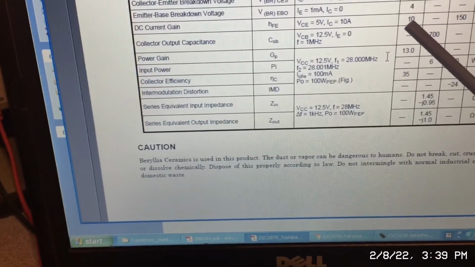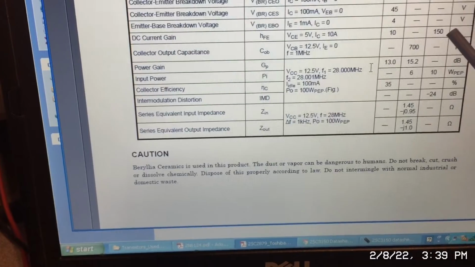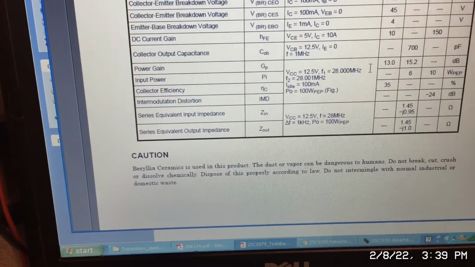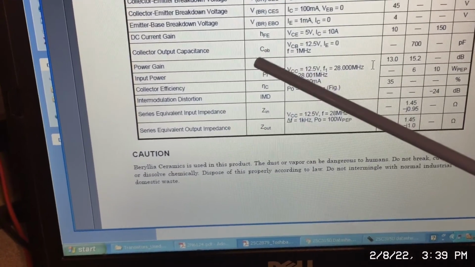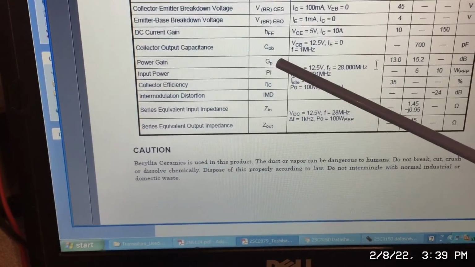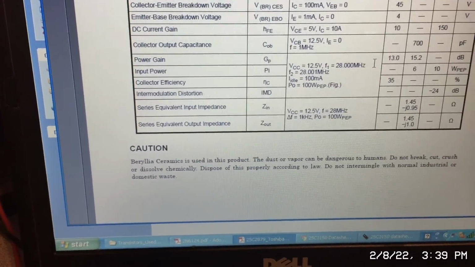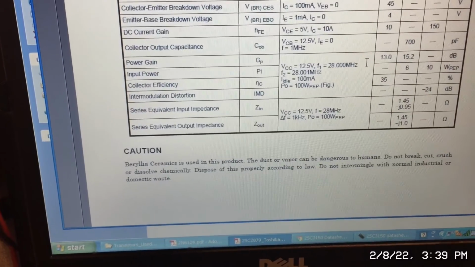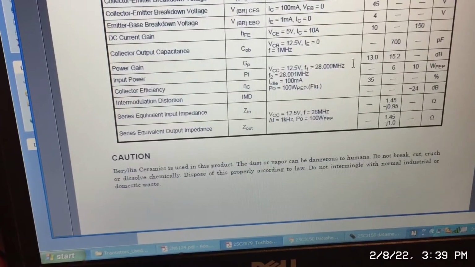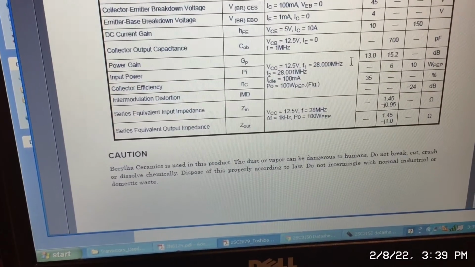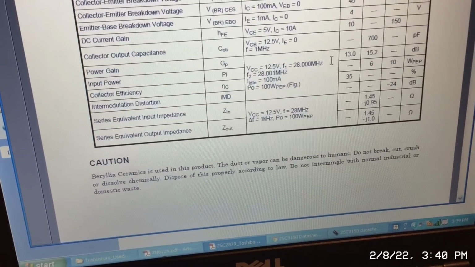we're going to look at the DC gain. Okay, so you see quite a bit of variation. Minimum is 10, maximum is 150. Okay, and also with RF transistors, they also give you the power gain, which is GP, and this is basically the AC gain, and they'll normally specify the parameters that they use. So this particular one was tested at 28 megahertz and 100 watts PEP. Okay, so that's basically it.